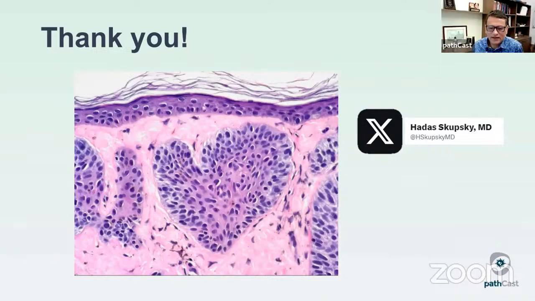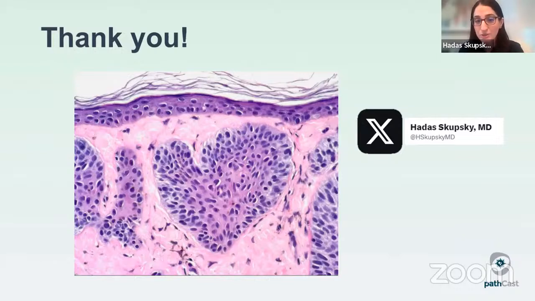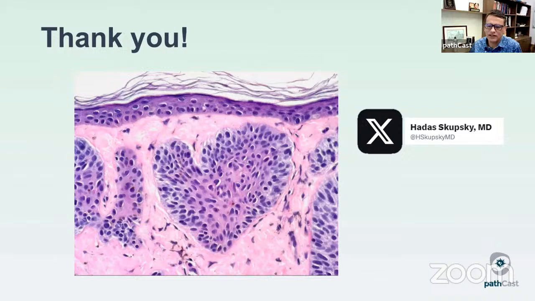Right. There is another question, Dr. Skupsky. Maybe you covered it before that. Do you have any suggestions of dermatopathology resources for medical students? Resources for dermatopathology research, I think study research, that's what they mean.